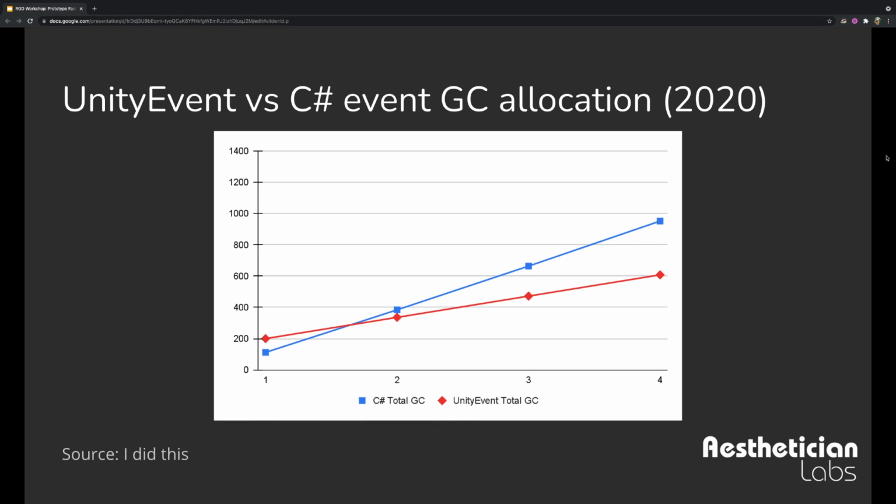But to be fair, in newer versions of .NET, this actually is reduced, and this is my own test that I ran in Unity 2020. The gap is much smaller. Still, we kind of get up there as we add more and more listeners, but really, events often don't have a lot of listeners too often. You usually don't exceed 2 or 3.